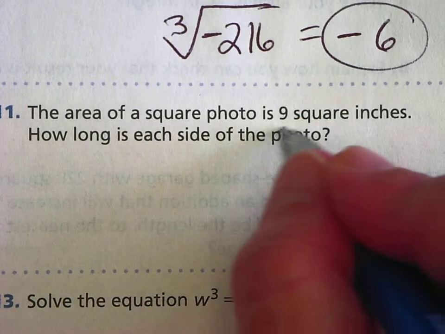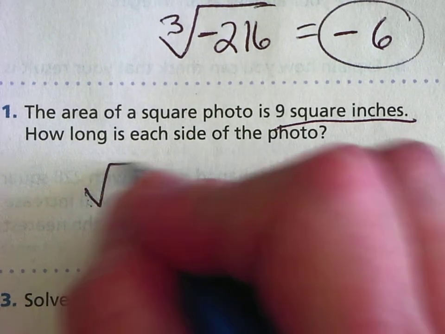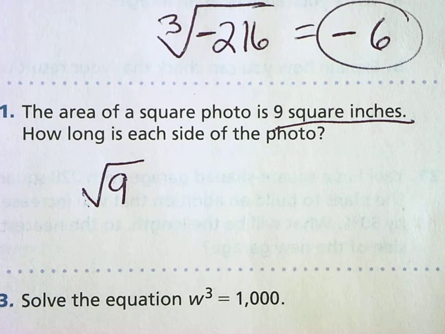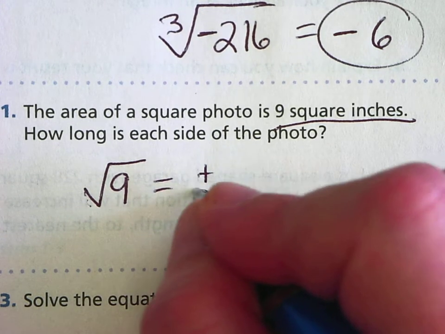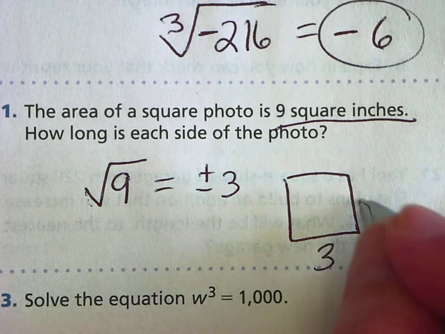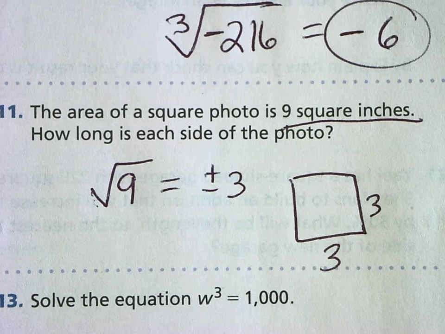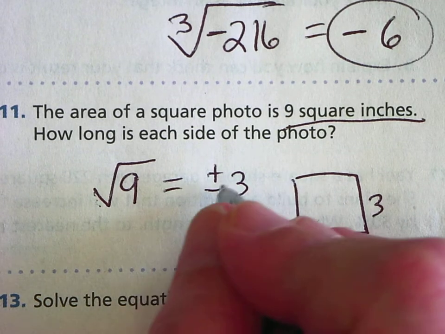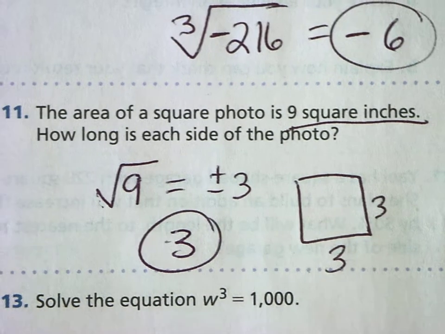Okay, this one is a square photo. The area of a square photo is 9 square inches. So if the area is 9 square inches, it's a square, you're going to square root that. So the square root of 9 is positive and -3. However, this is a real life photo, so you can't have -3 inches for a side. So it's only going to be +3. So each side of this photo is 3 inches because this is a real life situation.